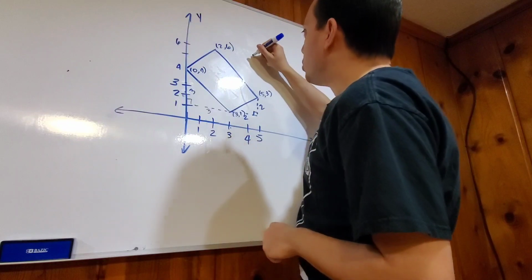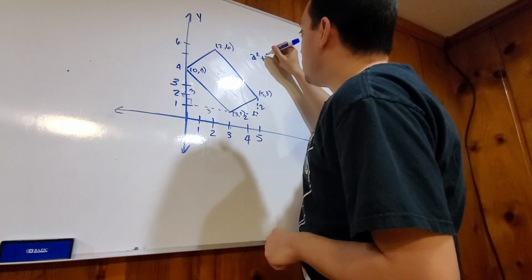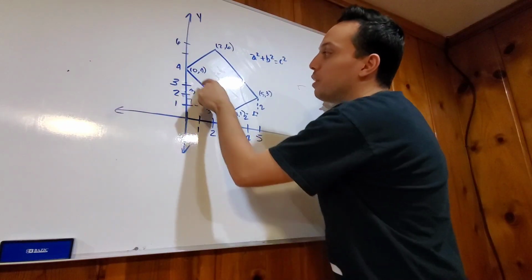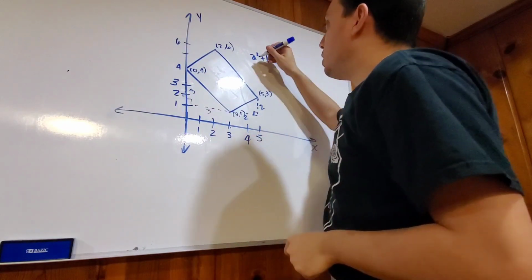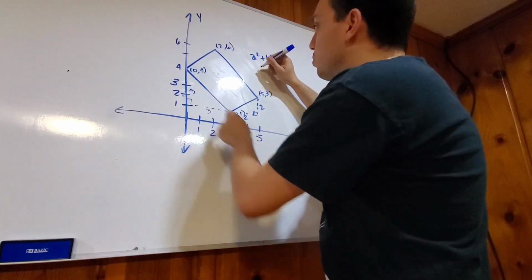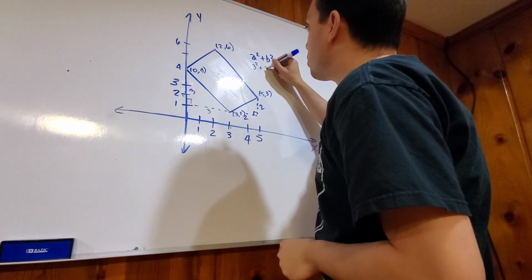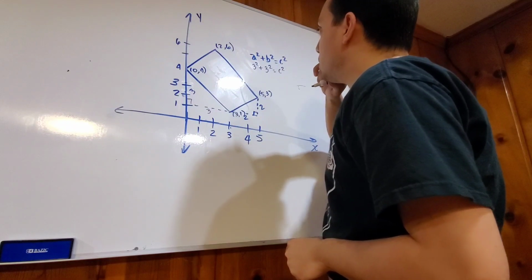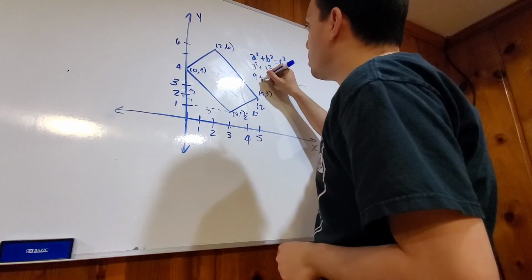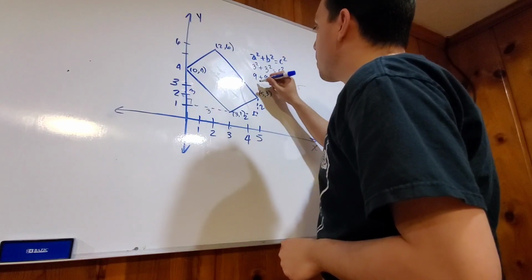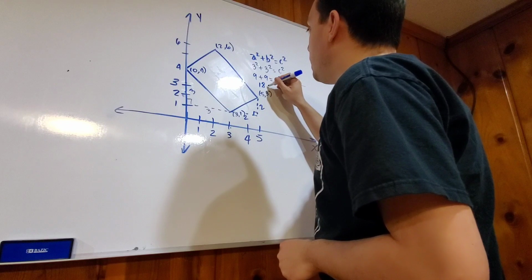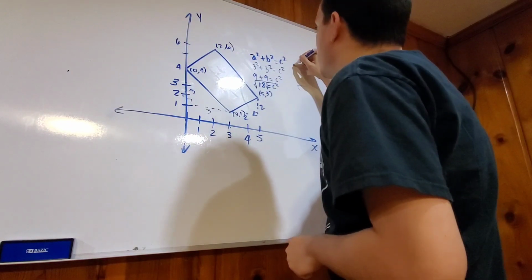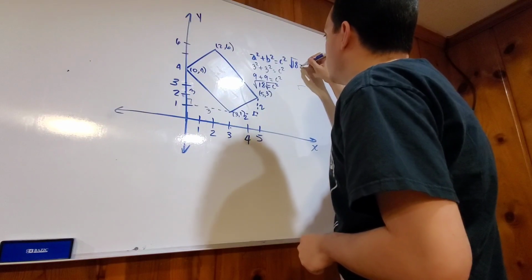Okay, so a squared plus b squared equals c squared. That would be the Pythagorean Theorem, because we need to find the hypotenuse, or c. And so a squared is going to be, let's start with this one. 3 squared plus 3 squared equals c squared. And so that is 9 plus 9 equals c squared. And then 9 plus 9 is 18 equals c squared. And then we take the square root of both sides. And so square root of 18 is c.